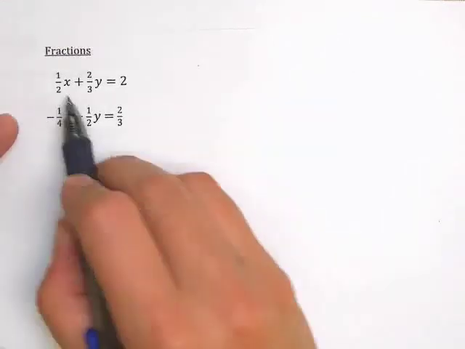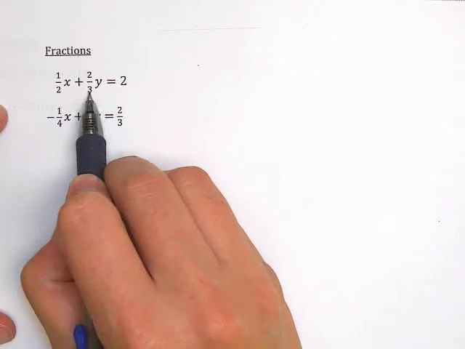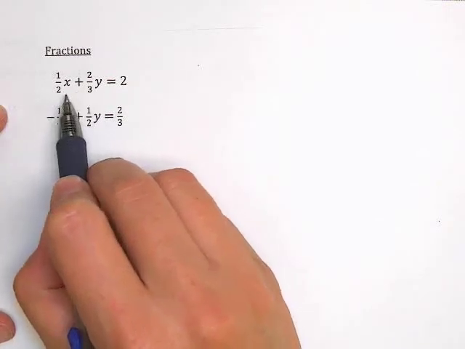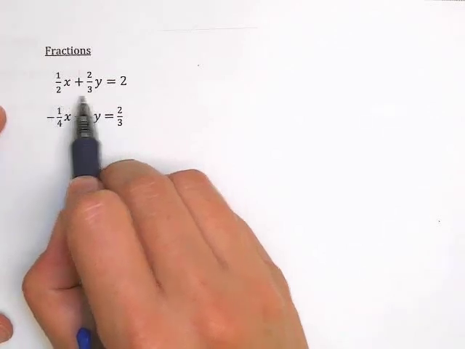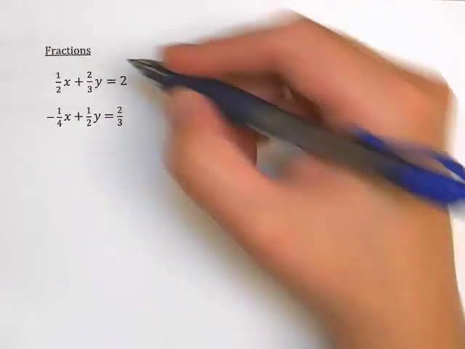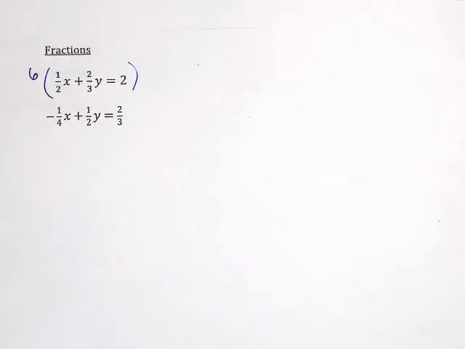What I can do is look at the fractions and look at the denominators and multiply by the least common denominator. So when I'm thinking about that, I'm thinking about the smallest number that 2 and 3 go into evenly. Okay, and what we know is that that number is 6. So I'm going to multiply this entire equation by the number 6.